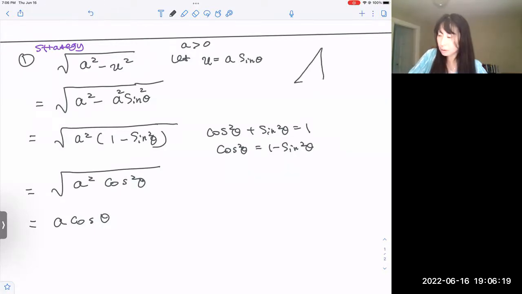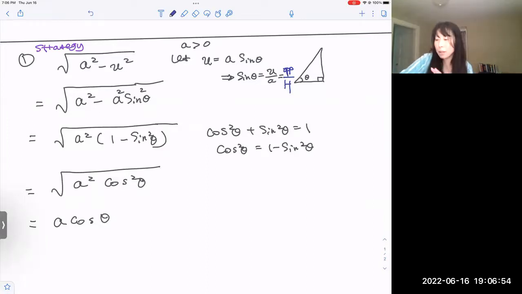Okay, look. Right triangle. We have theta here. If we solve for sine theta, then there is u over a. Then look, in a right triangle, we have sine equal to opposite over hypotenuse, right? Standing at the angle, the opposite side will be here, u, and the hypotenuse will be a here, right? Then what's this side? A squared minus u squared. Yes, right. Okay, so we are using that like this.